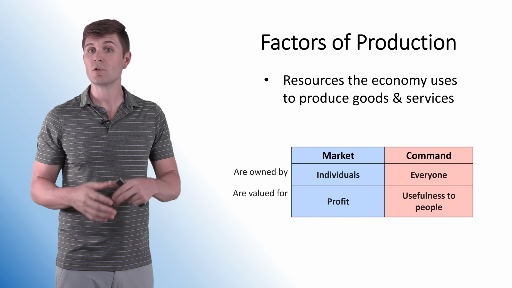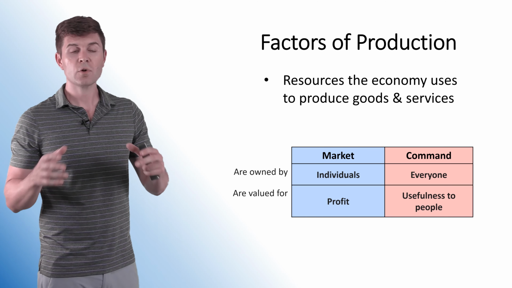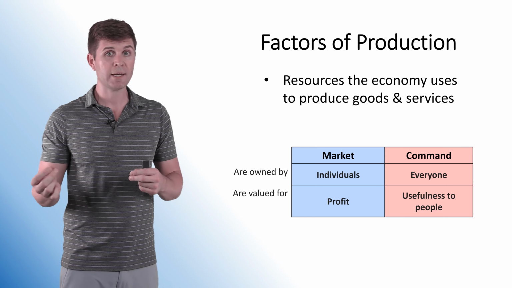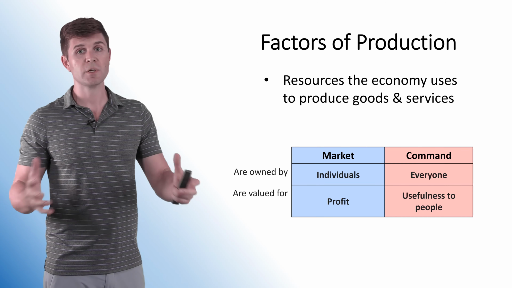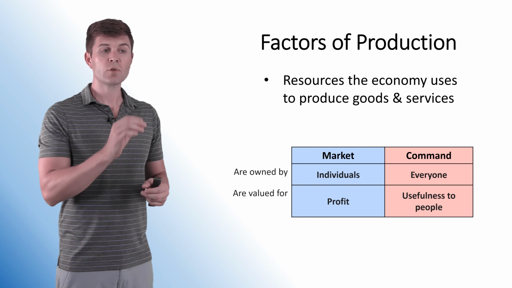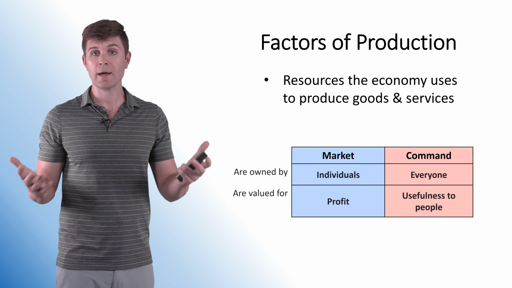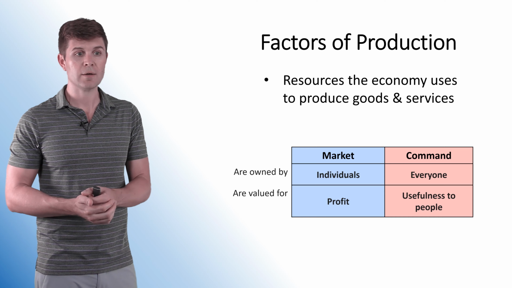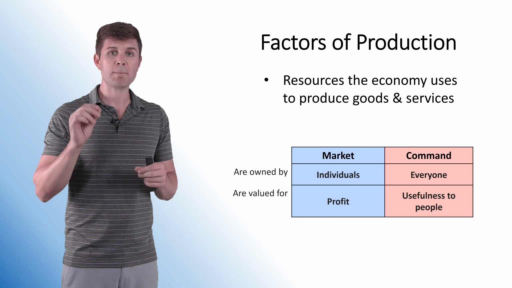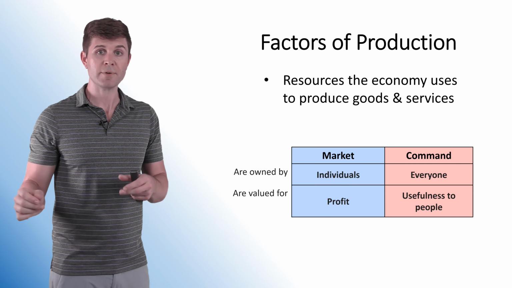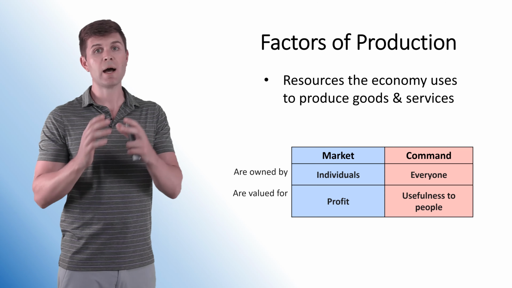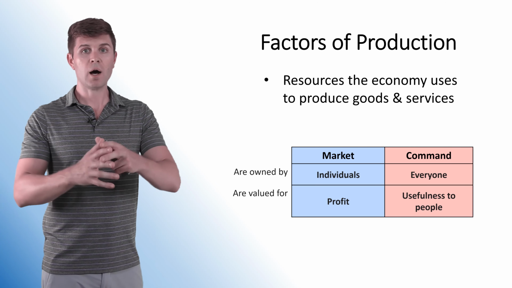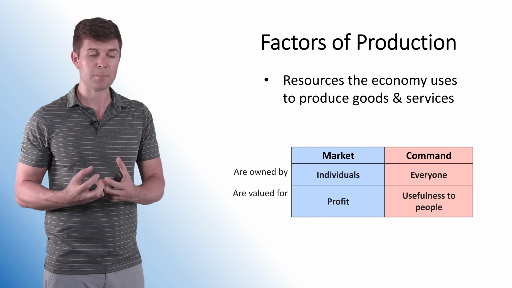In a command economy, it's all about the greater good. There's a central planning agency, and the government or the country as a whole owns everything. So the factors of production are owned by everyone. And the decisions are made by whatever planning agency they have. They are valued specifically based on the usefulness to the people. Not how much profit there is, but how they can fulfill the needs of the people within the command economy.